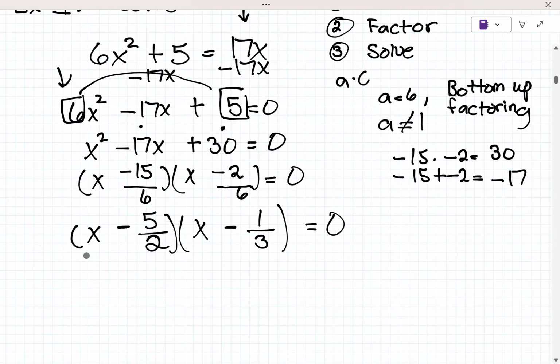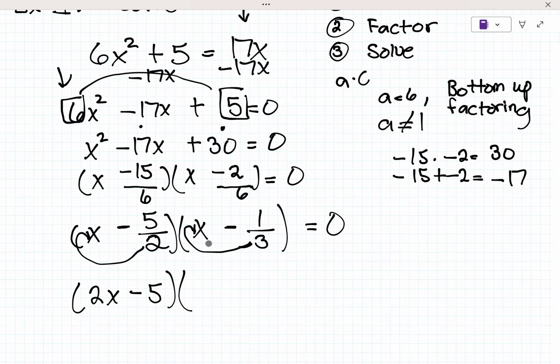Okay, so like I said before, you don't want it as a fraction. This is why they call it bottoms up. You're going to put the 2 in front of the x and then leave the numerator alone. So it's going to be 2x, leave the negative 5 alone. And then the same thing with this 1/3. You can't reduce it anymore. So put the 3 in front of the x and then leave the numerator alone.